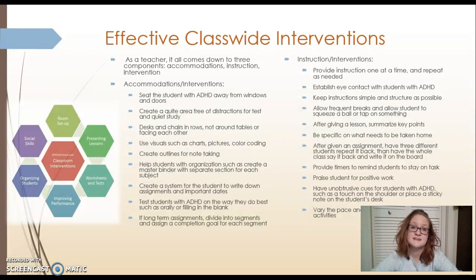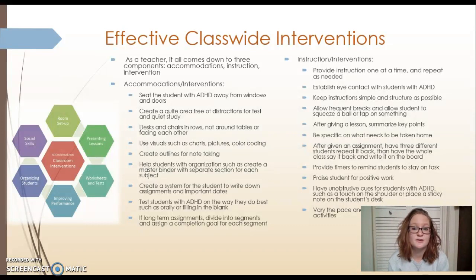After providing a lesson, summarize your key points. Be specific on what needs to be taken home. Remind the student what needs to be taken home, whether it's a certain book or homework that needs to be done. Let that student know. After giving an assignment, the best way for a student with ADHD to get something down or to understand what needs to be done is to have 3 different students repeat the assignment back to you. And then once all 3 students repeat the assignment back, have the entire class repeat it back.